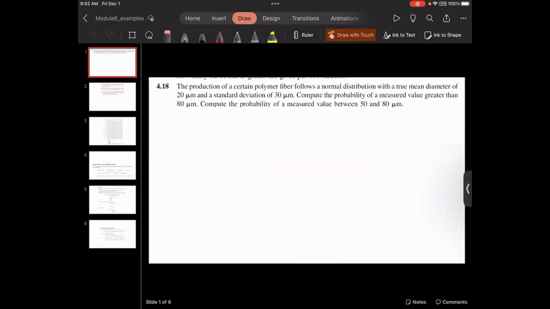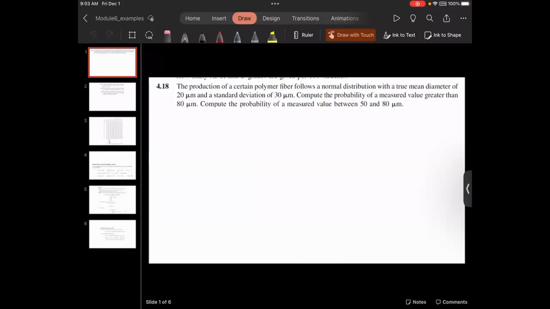I pasted the problem statement here. I'll give you a second to read the problem statement, and then we can start. The production of a certain polymer fiber follows a normal distribution with a true mean diameter of 20 microns and a standard deviation of 30 microns.